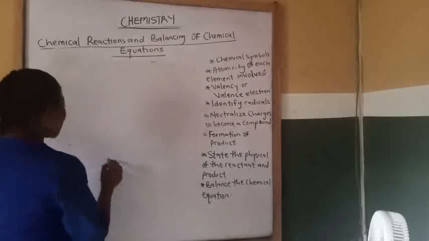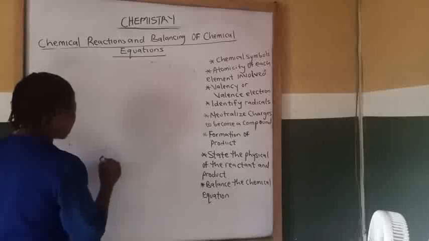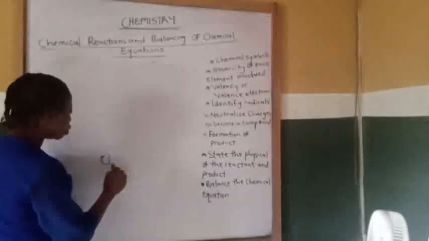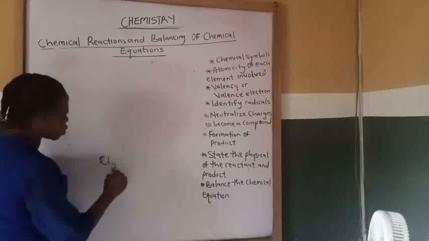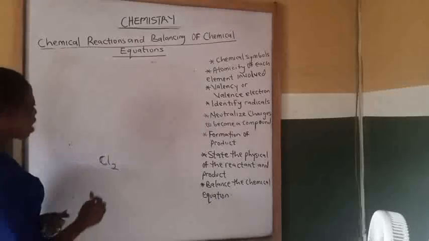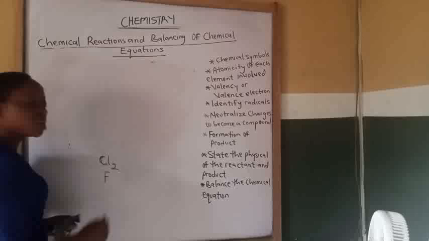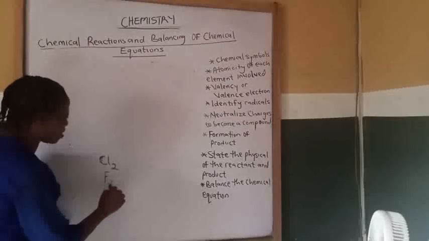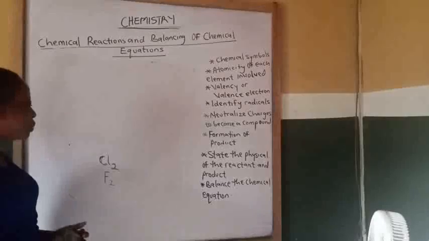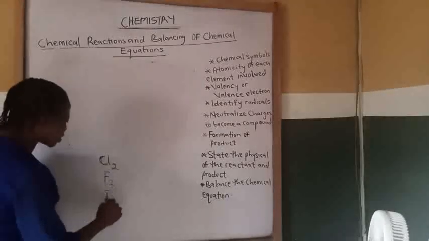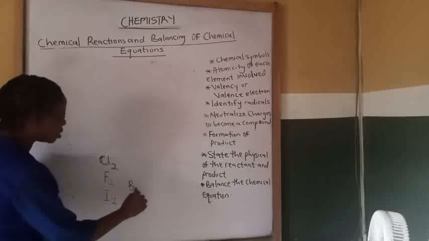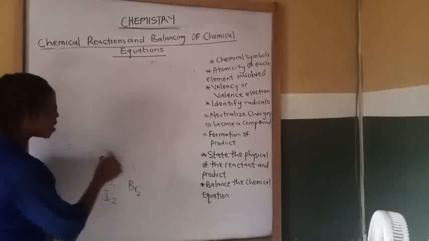For example, chlorine is in group 7. So when you want to write chlorine during chemical reaction, you put 2 at the base. You put subscript 2. Then another one is fluorine. Fluorine is a halogen. So when you want to write fluorine during chemical reaction, you put 2 at the base. Iodine is a halogen, so you put 2 at the base. Bromine, so you put 2. So all these are halogens.